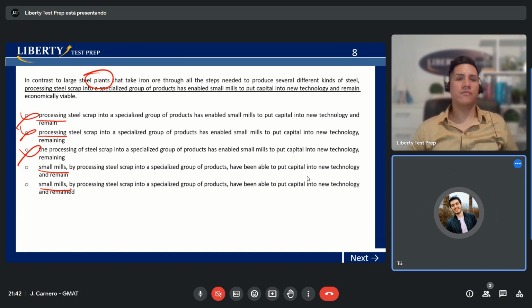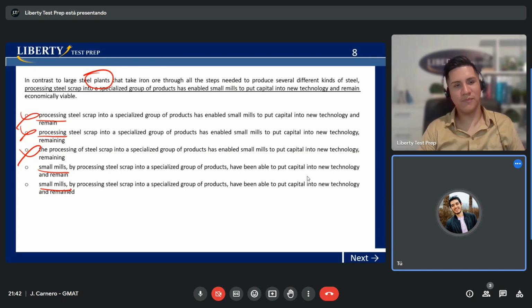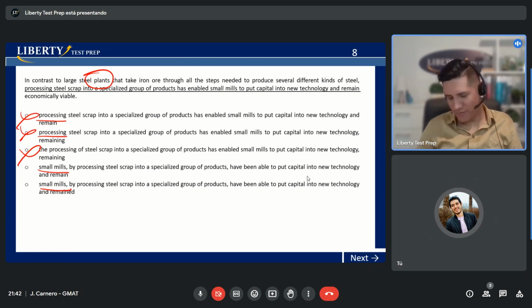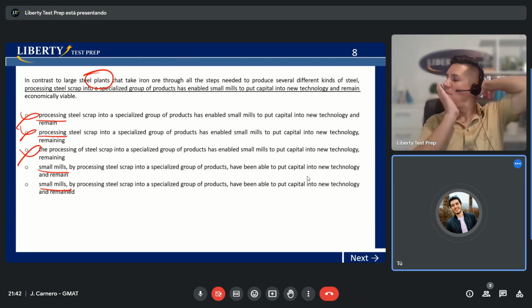Nice. So it was between small mills, I know that it's a modifier between commas by process. Okay, perfect. So I have to go to the verb, which is have been, have been. And the difference is in the last verb, which is remained and remain. So one is in past and the other one is present. Yes, that's the difference. Very good.